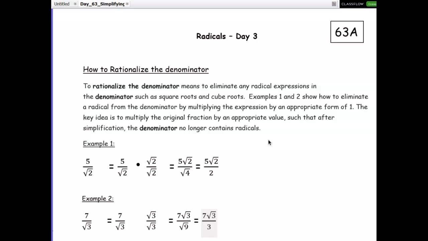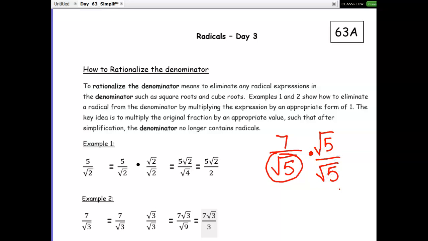Say I had an example like maybe 7 over radical 5. Say that was my final answer. Well, I want to make sure that I don't have a radical in the denominator. So what I'm going to do is multiply that fraction by 1. But the one that I'm going to multiply by is just going to be radical 5 over radical 5.